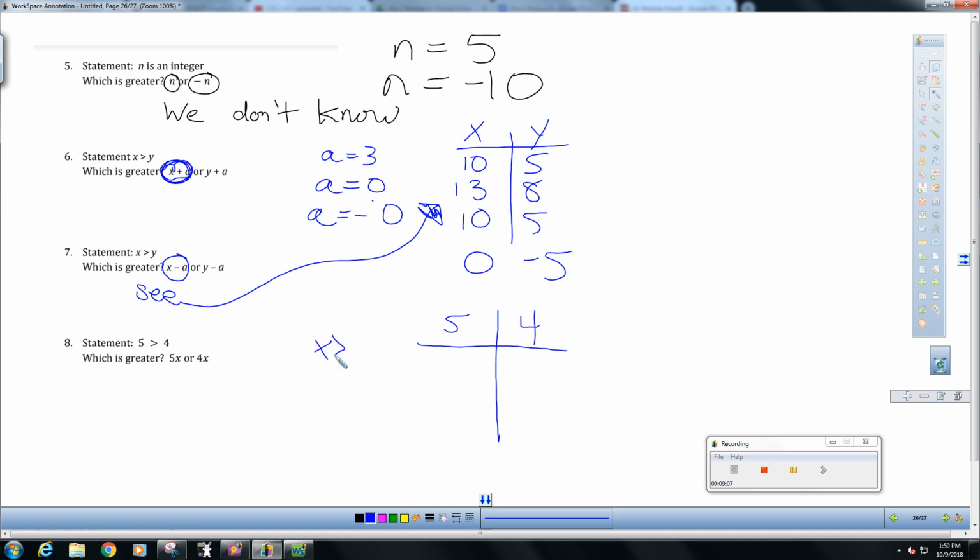So let's say x equals 2. What do we get? 10? And which one's bigger? That one, right? What if x equals 0? What do you get? Then they're the same. And what if x is negative? You get -10. And positive a.